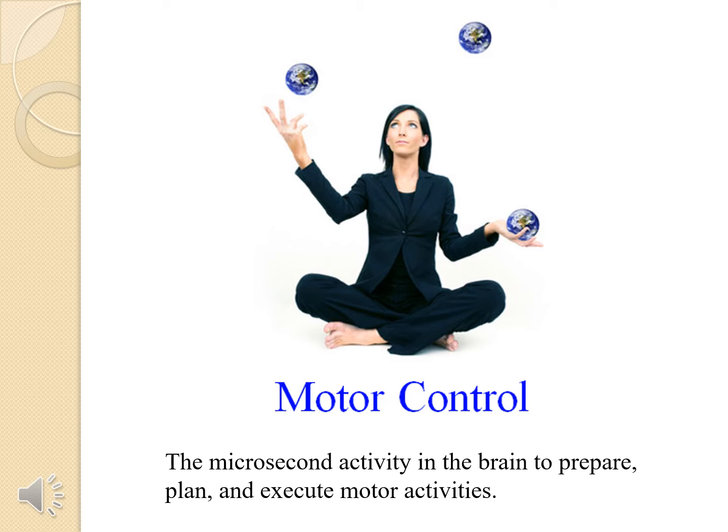Motor control refers to the sensory motor processes occurring within the nervous system as a motor task occurs. This is the microsecond activity occurring within the nervous system to assist us in planning, execution, and coordination of motor tasks.